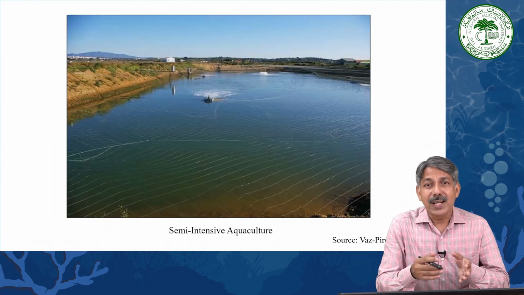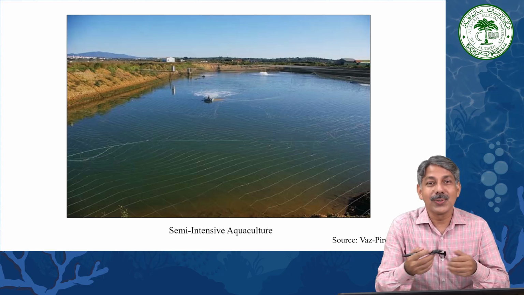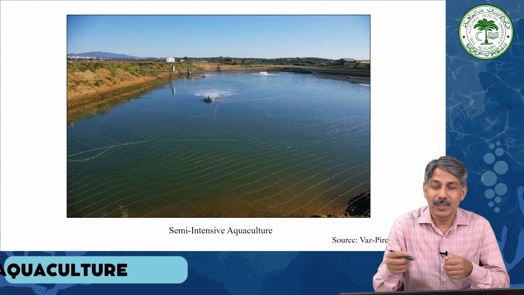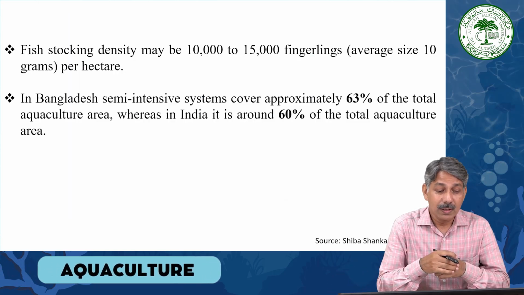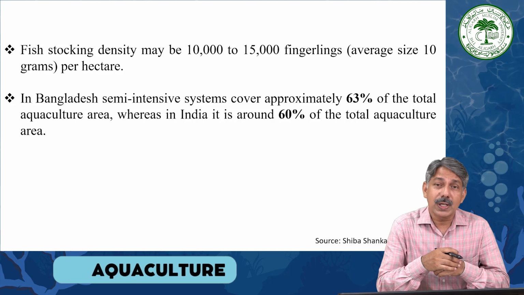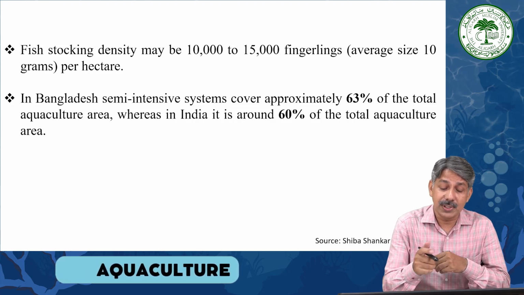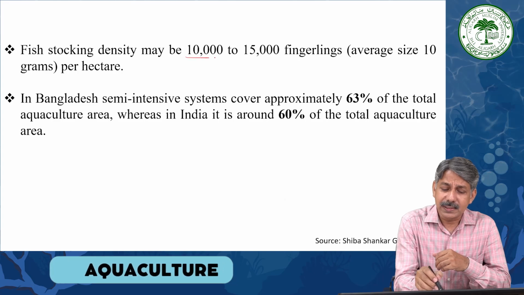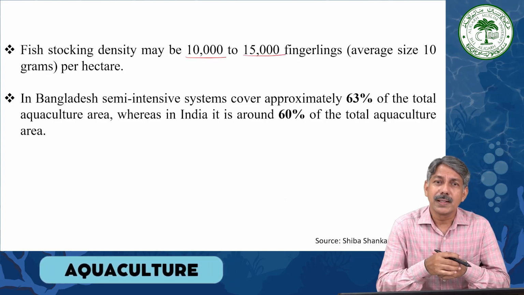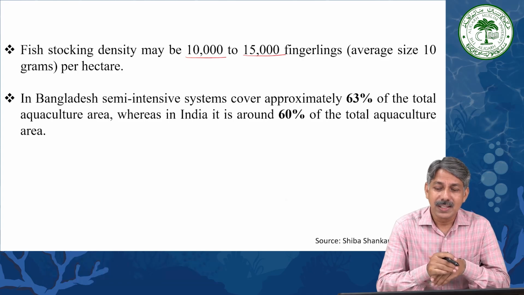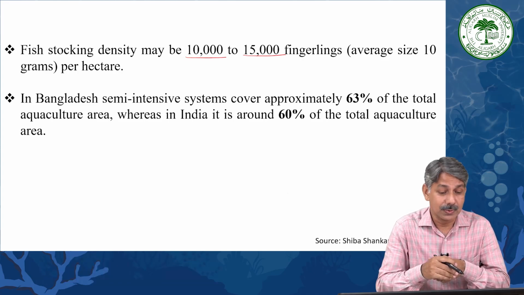I have just tried to show you how these earthen ponds look, community ponds or other ponds which can be utilized for semi-intensive aquaculture. Here, in case of semi-intensive aquaculture, the stocking density of fishes is usually 10,000 to 15,000. There are different fish farmers who may go beyond this range with varying degrees of success or failure, whatever you wish to say.